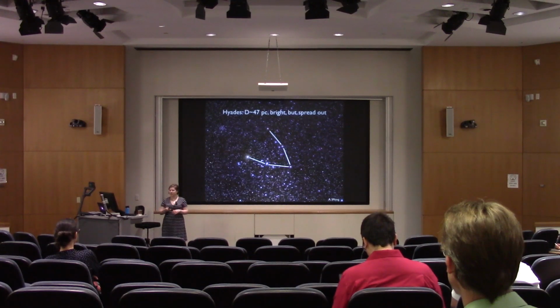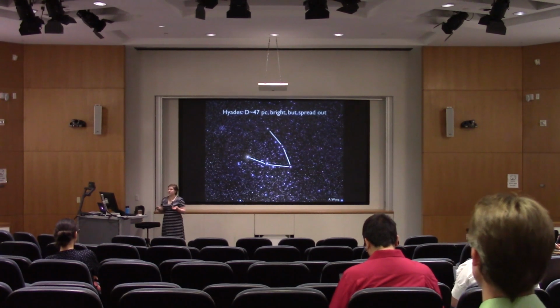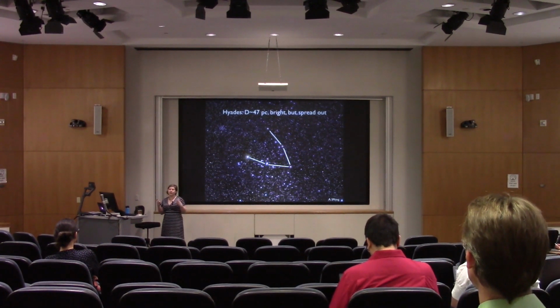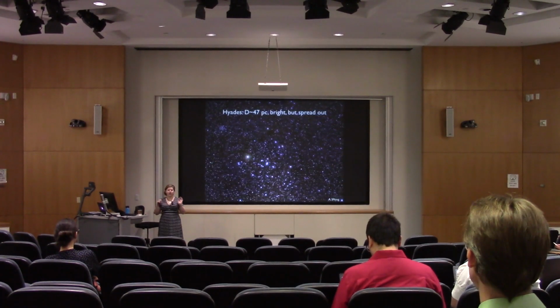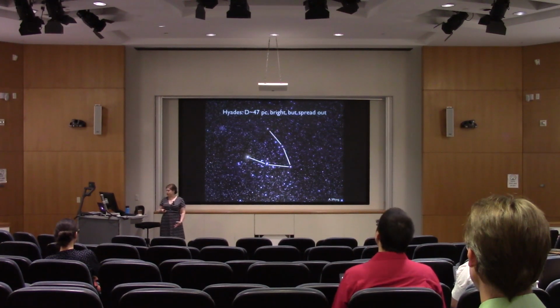So if we go and look at the Hyades, you are all pretty familiar with this cluster because it's just the head of Taurus. Aldebaran is unassociated. It's 47 parsecs away, so it's nice and bright. We can get a lot of other measurements like X-ray and UV, but it's really spread out. Hyades stars cover about 70 degrees in both RA and DEC on the sky. There's less than one Hyade per square degree. So trying to survey it is really challenging.